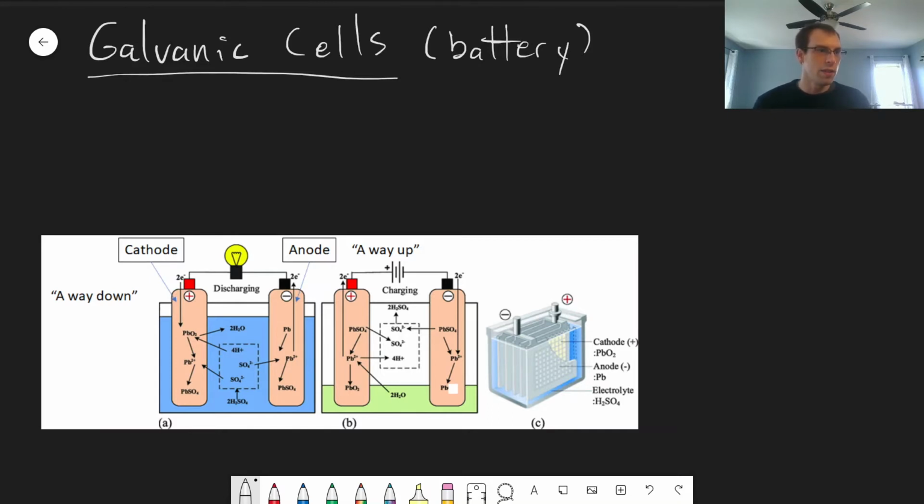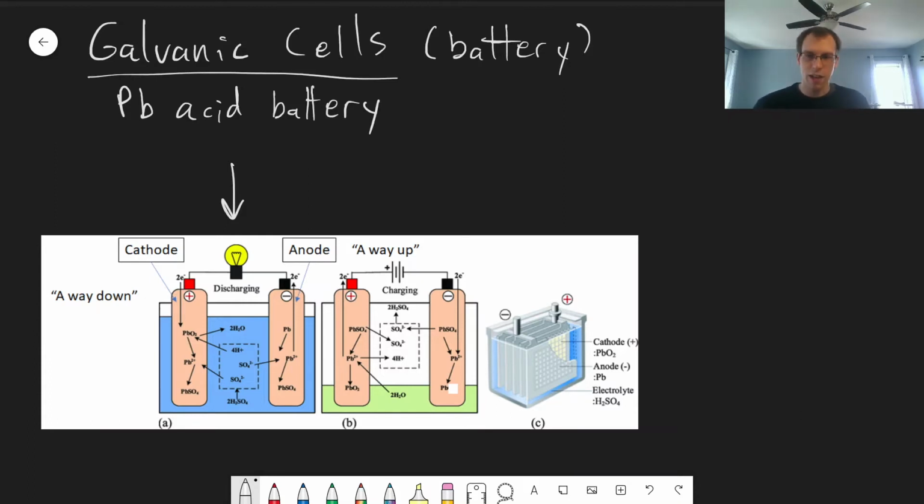And so the idea is that we can either set this up as a spontaneous reaction, and so I have here a specific galvanic cell. This is the lead acid battery, and this is the battery that's commonly used inside of regular cars, not electric cars. Those are lithium-ion batteries, but a lead acid battery is used to start your car, right? So it provides that electrical spark to ignite the fuel to start the internal combustion engine.